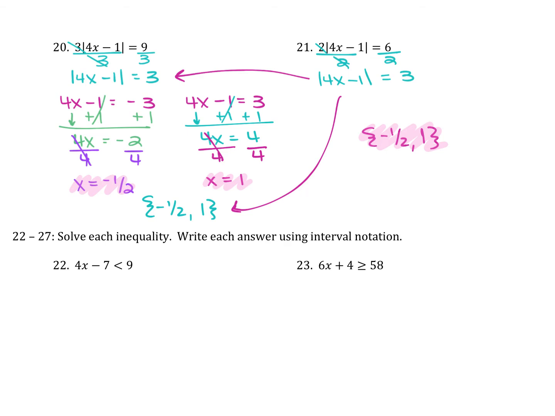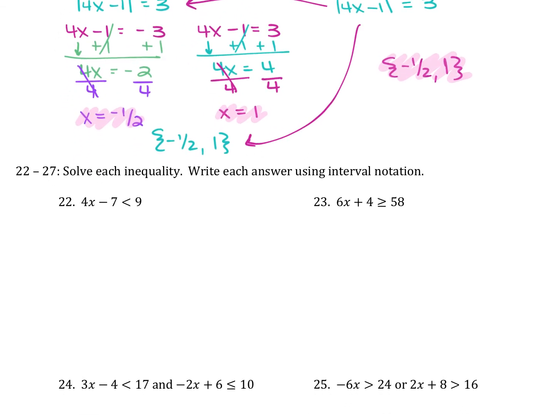For 22 through 27, we're solving each inequality and we're writing our answer using interval notation. For 22, we have 4x minus 7 is less than 9. So remember, a couple things you need to remember with these. You're still doing the whole undo the addition or subtraction, then undo the multiplication or division. But you need to remember that if you are dividing by a negative or multiplying by a negative on both sides of your inequality, you have to switch the way that inequality sign opens.